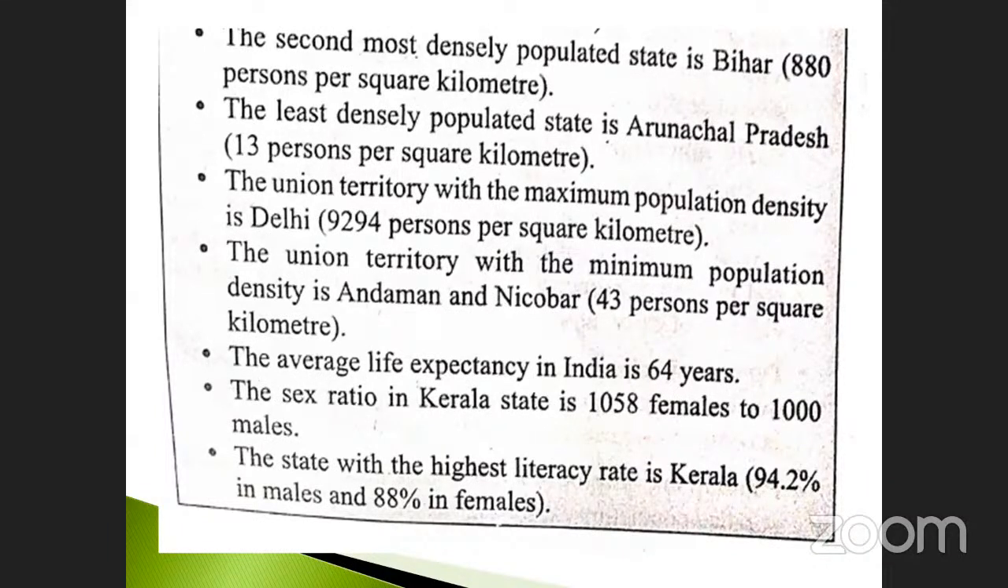The sex ratio in Kerala state is 1058 females per 1000 males. In our country, how many is there? Already we said 933, isn't it? In Kerala the female number is higher, 58 more females.